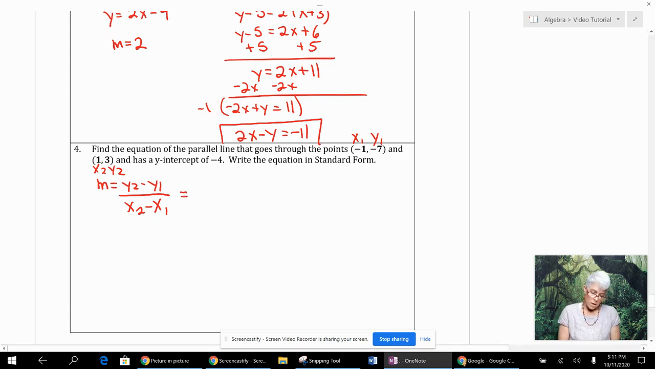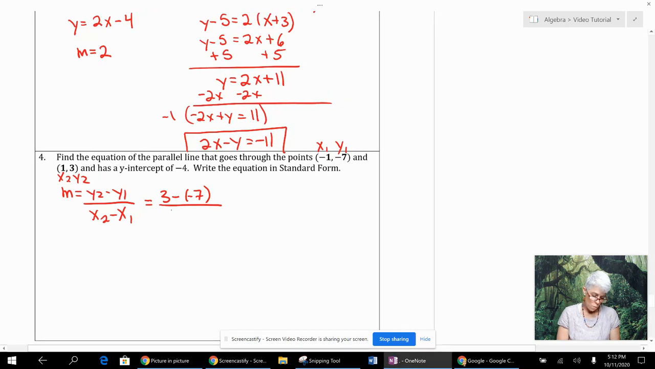So, all right. So I'm going to go ahead and plug stuff in. I've got 3 minus a negative 7 over 1 minus a negative 1, which is 3 plus 7 over 1 plus 1. I'm doing this in baby steps so I don't lose anybody along the way, but fortunately it came out to a super nice slope of a whole number 5. Then it says and has a y-intercept of negative 4. Well, that was super nice because we don't have to do anything else.